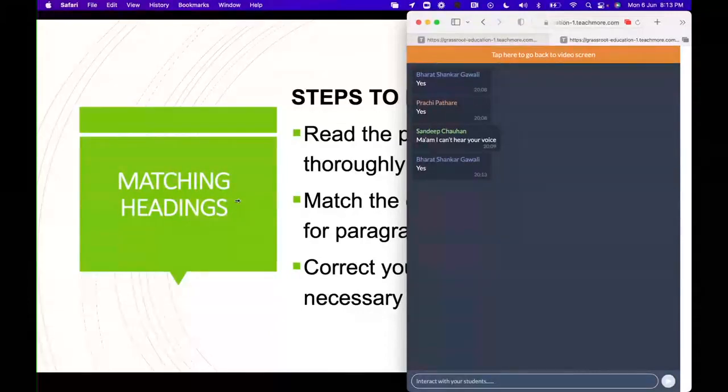Go ahead, read paragraph A. Do not give me the answer. Write it down. Can't see? What can't you see? You are supposed to only read paragraph A, Bharat. Okay, one second.